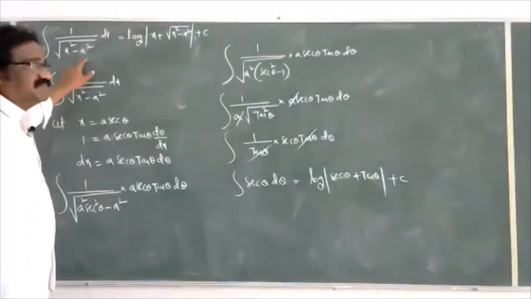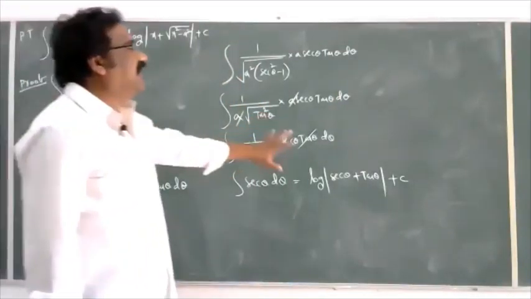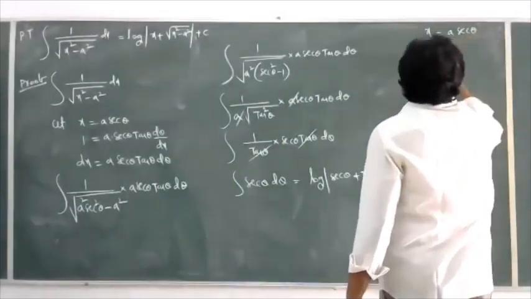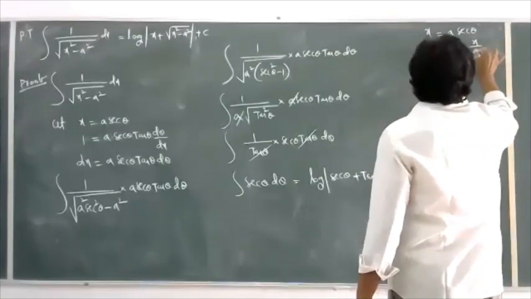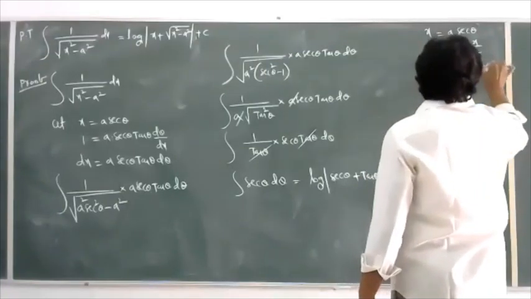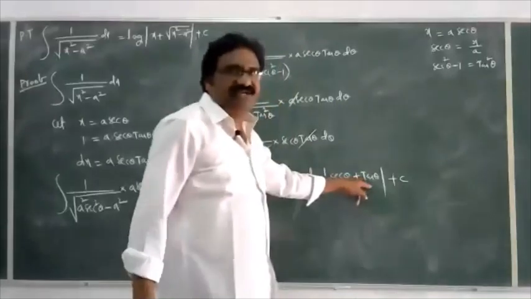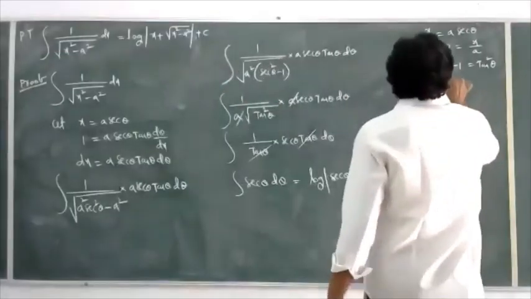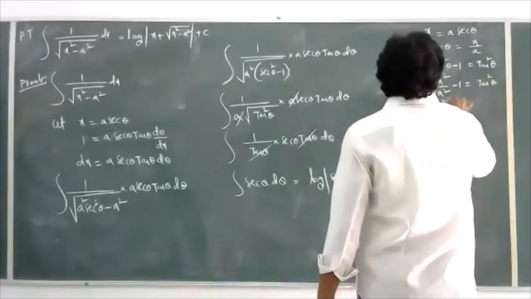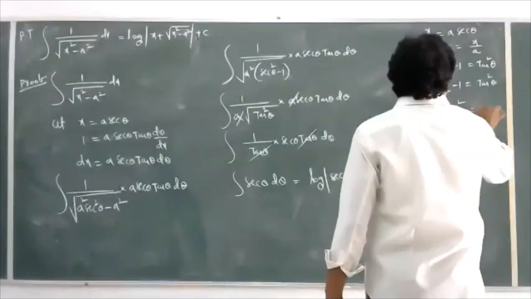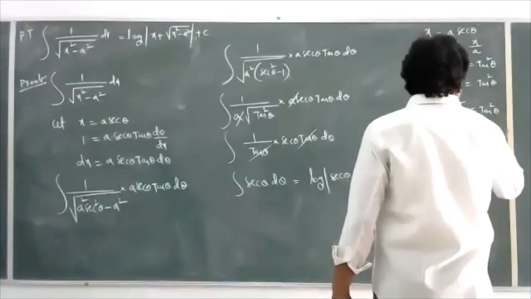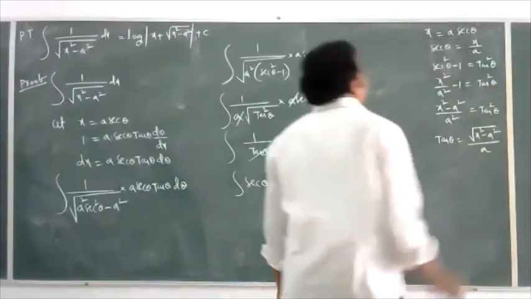Here the function is given in terms of x, that's why you convert theta in terms of x. X is equal to a secant theta, that is secant theta is equal to x by a. Secant square theta minus 1 is equal to tan square theta. Here we require tan theta in terms of x and a. That is x square by a square minus 1 is equal to tan square theta. That is x square minus a square by a square is equal to tan square theta. That is tan theta is equal to root of x square minus a square by a.